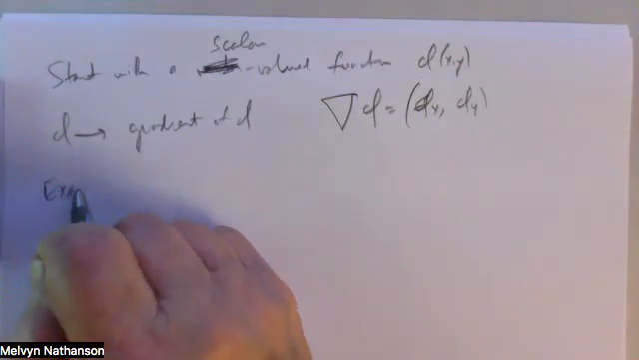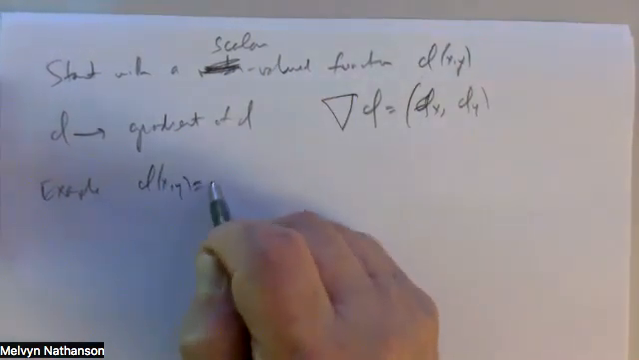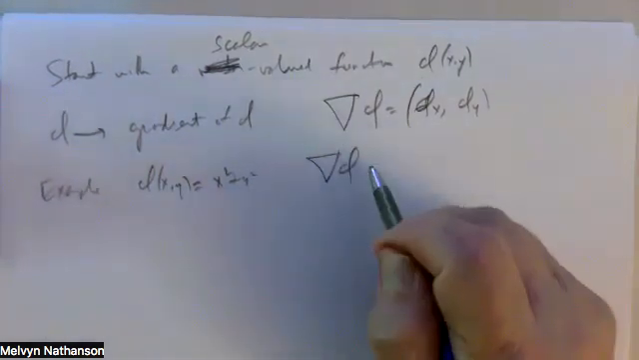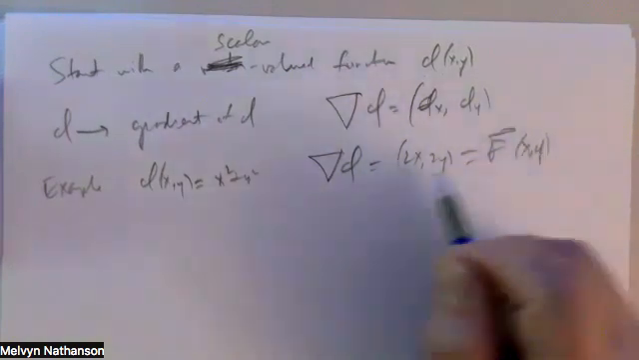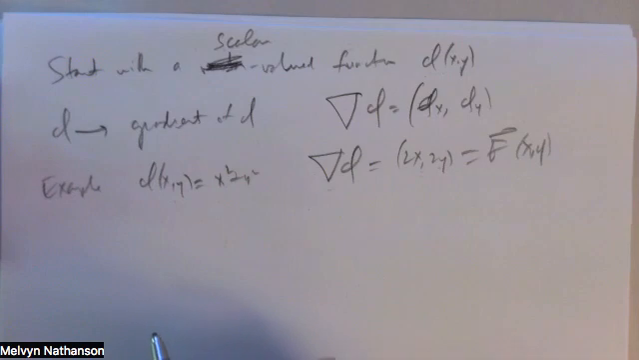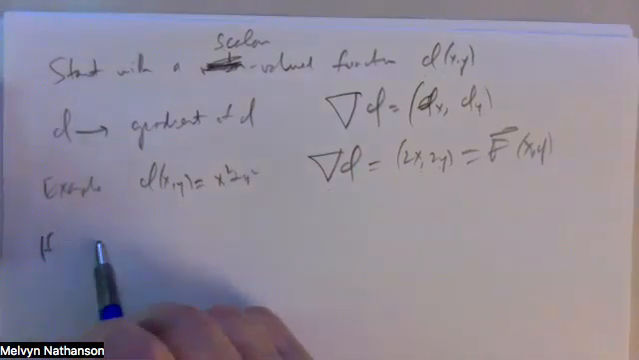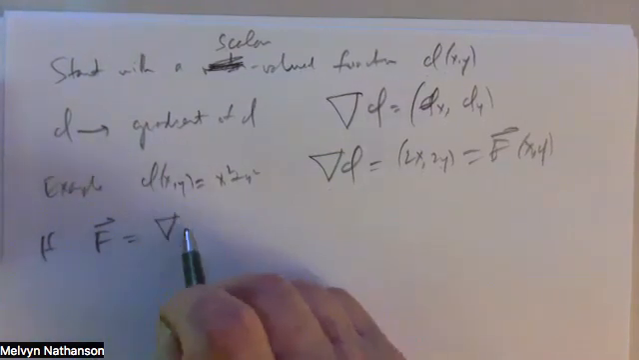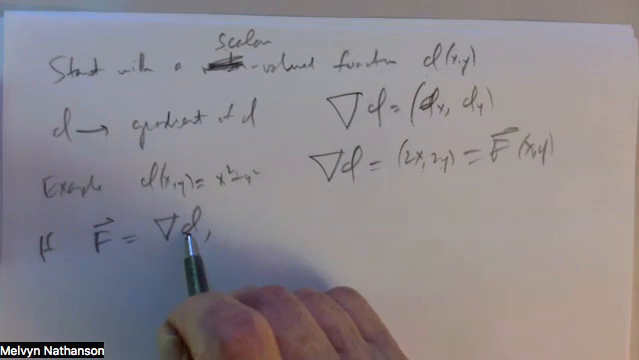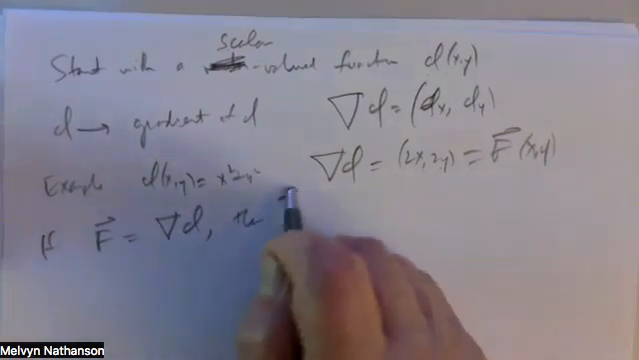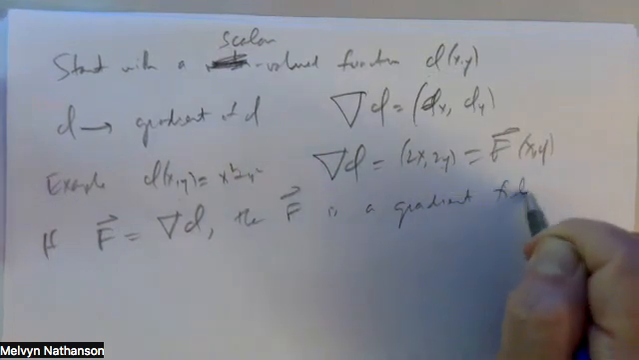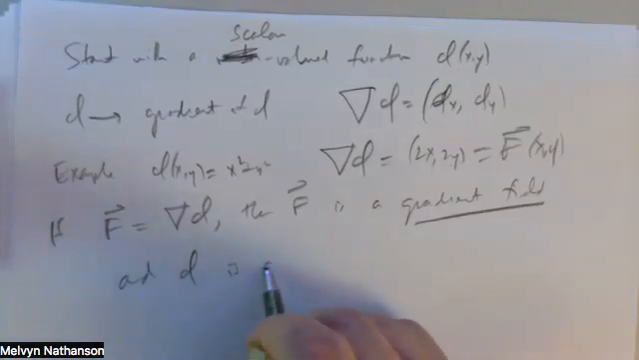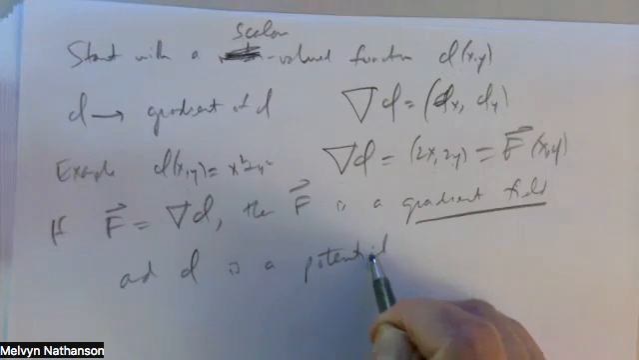So in the example we just saw, the function phi of x, y equals x squared plus y squared, then the gradient of phi is 2x, 2y. And this is a vector valued function. For every vector x, you end up with a vector. If a vector field F is the gradient of a scalar valued function of two variables phi, then F is called a gradient field, and phi is called a potential function.